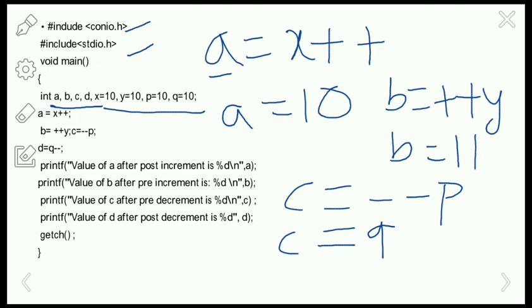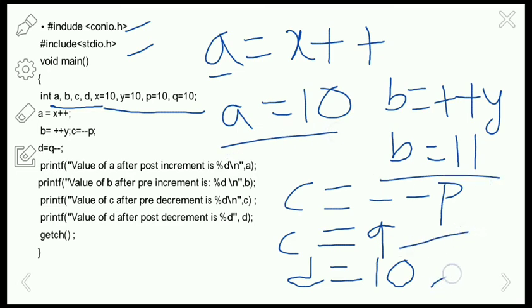And then d equals q minus minus, that means we are going to first assign the value of q to d, that is 10, and after that we are going to perform the decrement operation. So these are the values: a equals 10, b equals 11, c equals 9 and d equals 10, which will be printed in the given statements, a, b, c and d. So this is about the simple program on the increment and decrement operators.